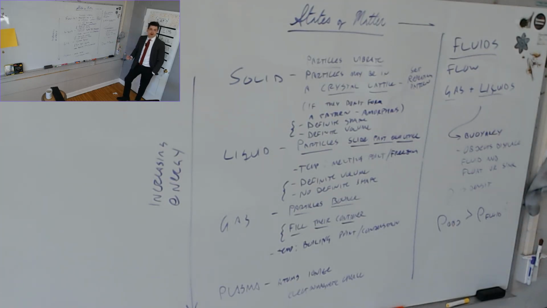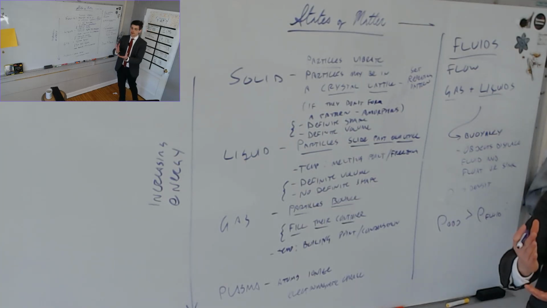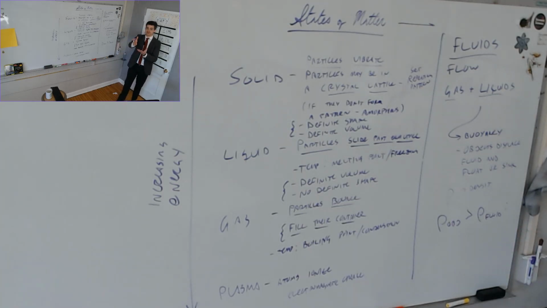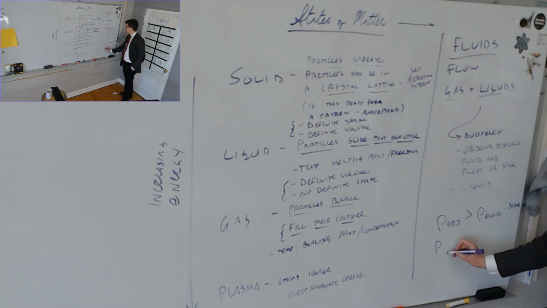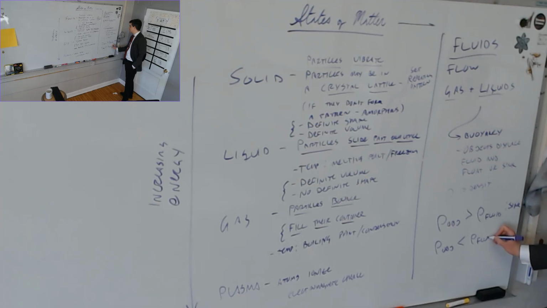If the object is more dense than the fluid, the buoyant force will counteract it a little bit, as we saw in Lucas and Cody's lab, but it will still eventually sink. If the reverse is true, if rho of the object is less than rho of the fluid, it will float. The buoyant force will overcome its weight.